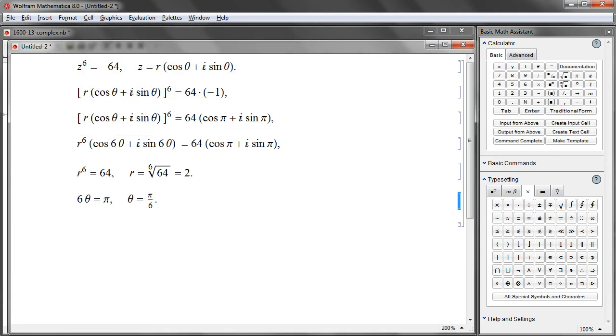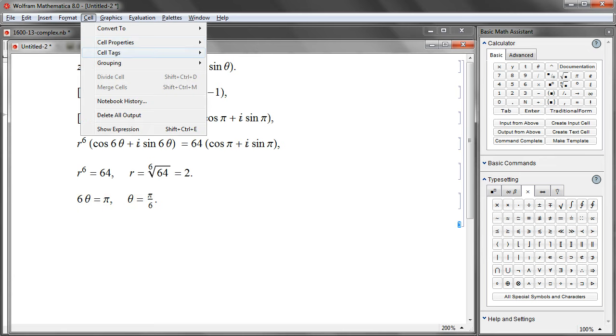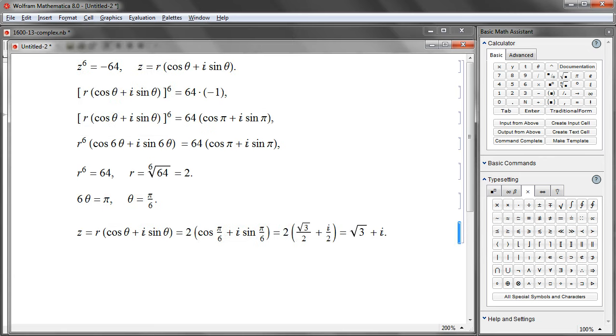How about theta? Well, comparing the left-hand side and right-hand side, we can conclude 6 theta is equal to pi. And what do you get? We have theta equal to pi over 6. We got the modulus and we got the argument. So putting everything together, we have the solution: r times cosine of theta plus i sine of theta, which is 2 times cosine of pi over 6 plus i sine of pi over 6. Consequently, we ended up with this result.